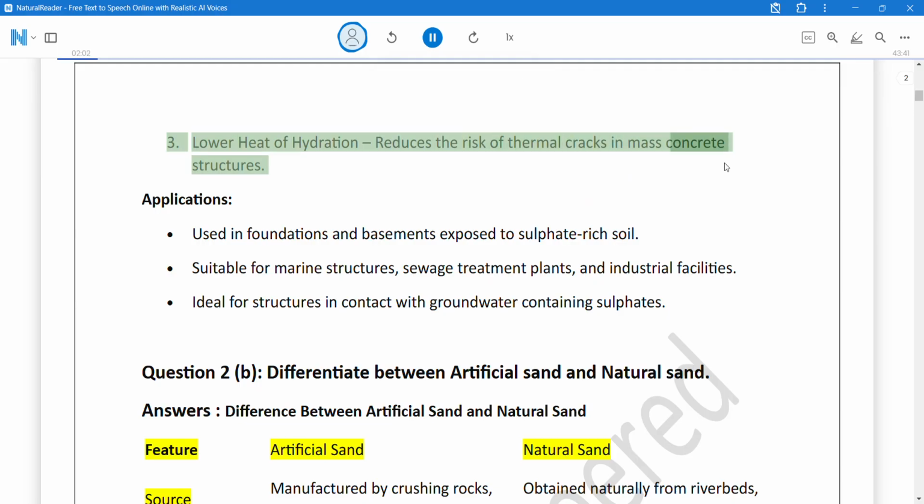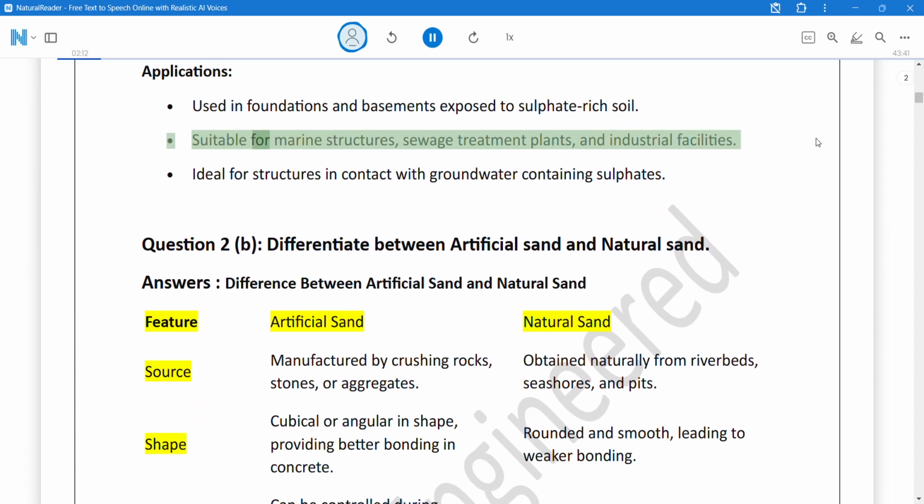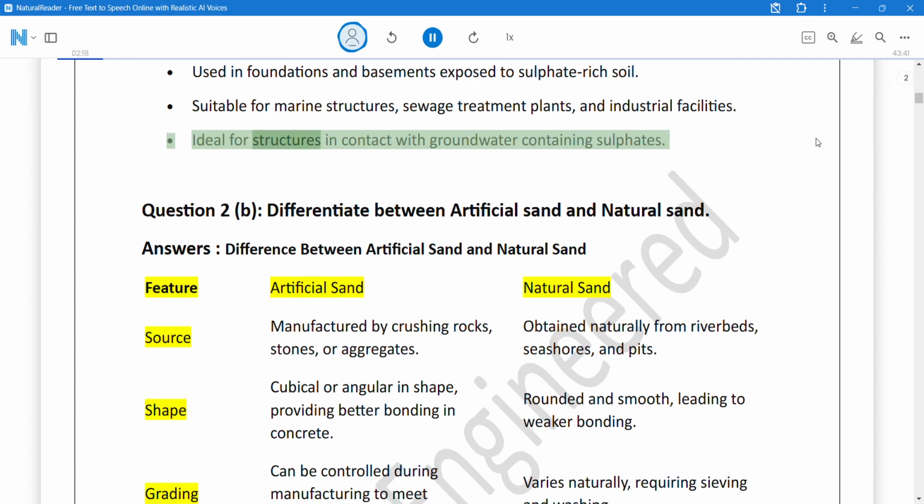Applications: used in foundations and basements exposed to sulfate-rich soil. Suitable for marine structures, sewage treatment plants, and industrial facilities. Ideal for structures in contact with groundwater containing sulfates.